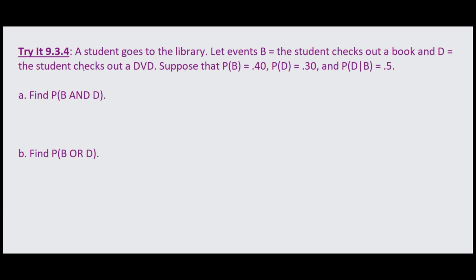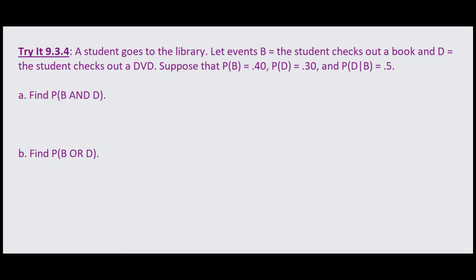We're told that a student goes to the library and we're asked to let events B equal the student checks out a book and D equals the student checks out a DVD. And this seems familiar. So suppose that the probability of B, checking out a book, is 0.4, the probability of checking out a DVD, probability of D, equals 0.3, and the probability of D given B, the probability of checking out a DVD given that they've checked out a book, is 0.5 or 50%.